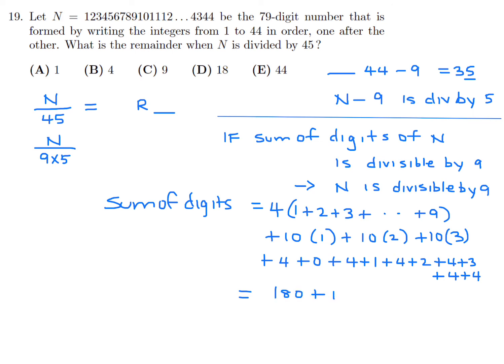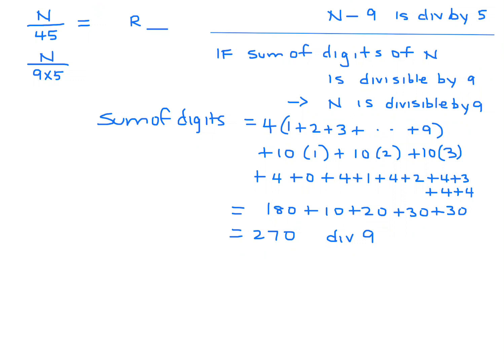When you add up all this, it's 180 plus 10 plus 20 plus 30 plus 30, and that's 270. And 270 is indeed divisible by 9. So that proves that n is divisible by 9, since this was the rule.